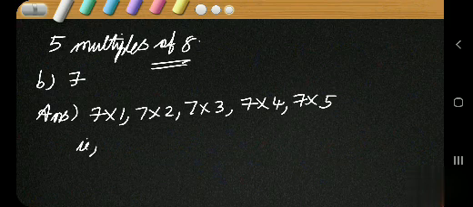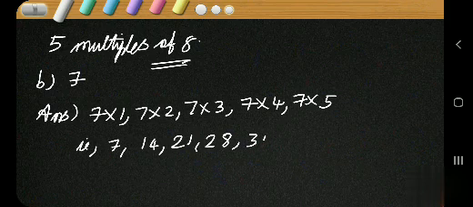That is 7 ones are 7, 7 twos are? Yes, 14, 7 threes are? 21, 7 fours are? Yes, 28, sorry, not 3. 7 fours are? Yes, 28. 7 fives are? 35, isn't it? These are the first five multiples of 7, isn't it? Any doubt in this? No, easy, isn't it?